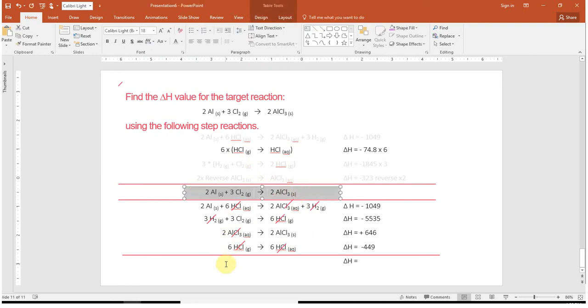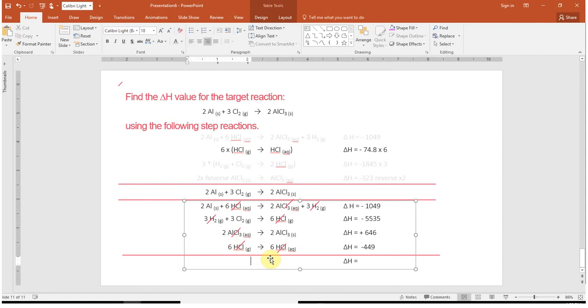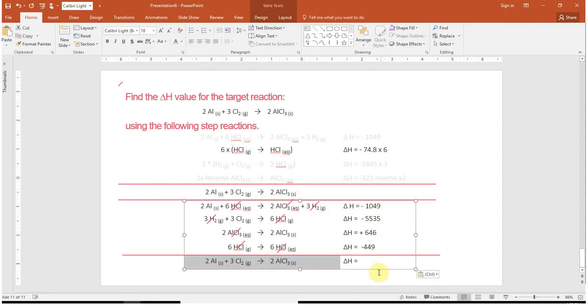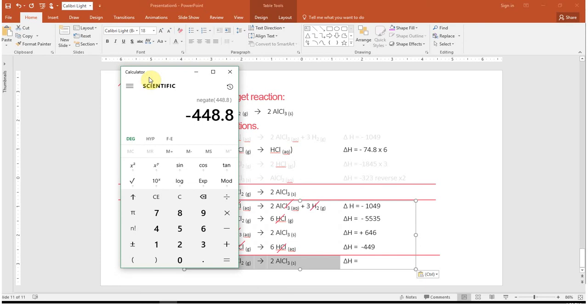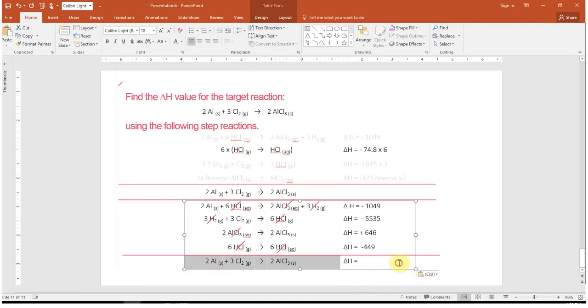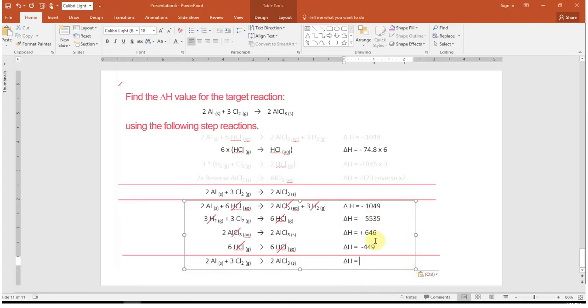So that's good. Now we just need to add these values up here to get the delta H of our overall reaction. So we have negative 1049 plus negative 5535 plus 646 and plus negative 449. And if we add that up, we get negative 6,387. This is limited to a whole number, so that's what we're going to get.